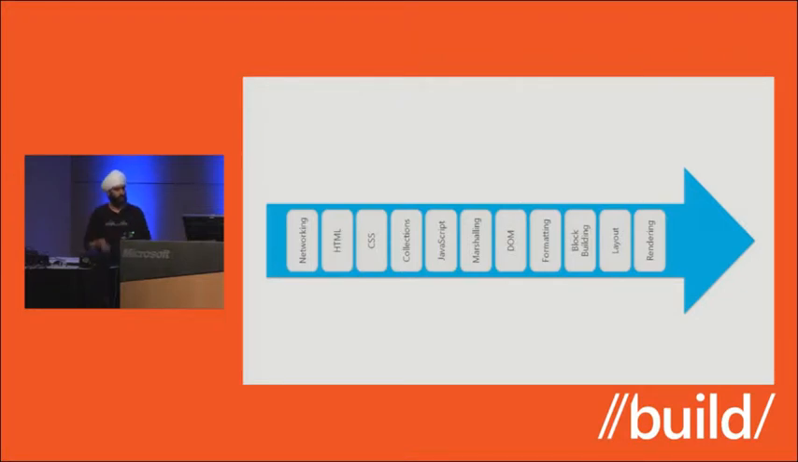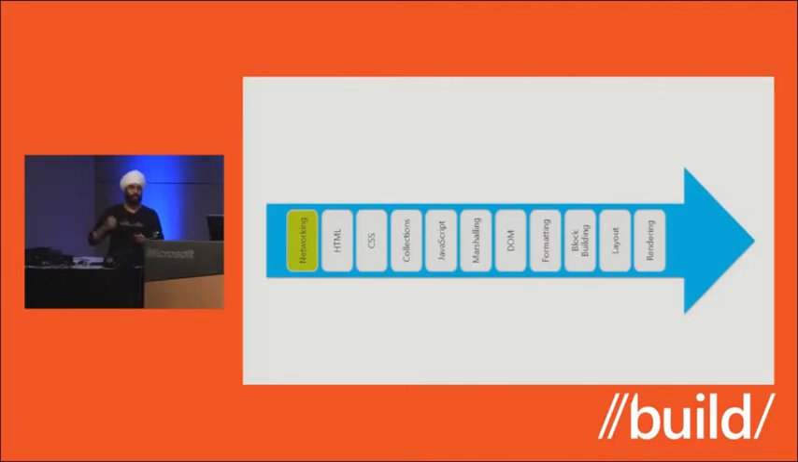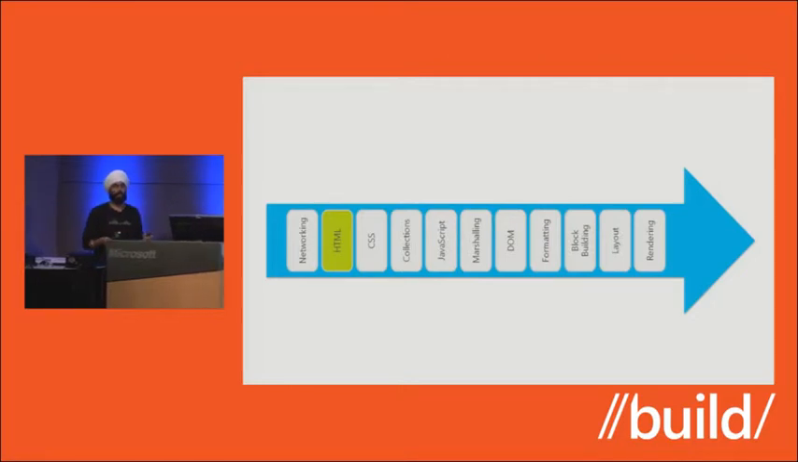So let's go through each of these subsystems. The first is the core networking subsystem, and it's responsible for bringing down the resources from the network, caching those resources locally, and providing a backup to the browser. The next subsystem is the HTML subsystem. It's responsible for parsing the HTML and representing it as internal data structures as a DOM.